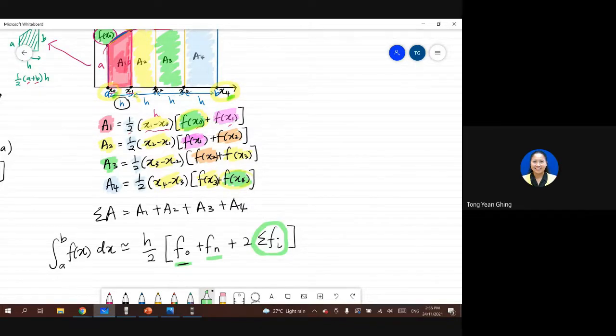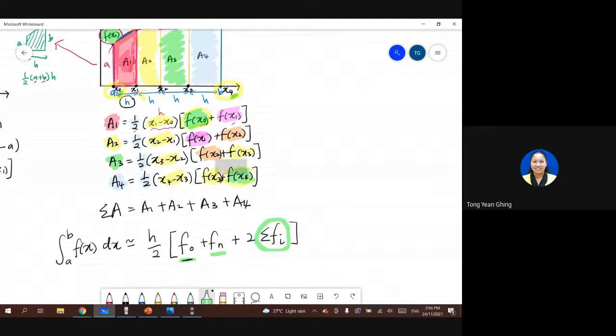Okay, now so far ada masalah? Do you have any questions so far? If no, we continue with the Simpson 1/3 rule. So far okay or not? Okay.